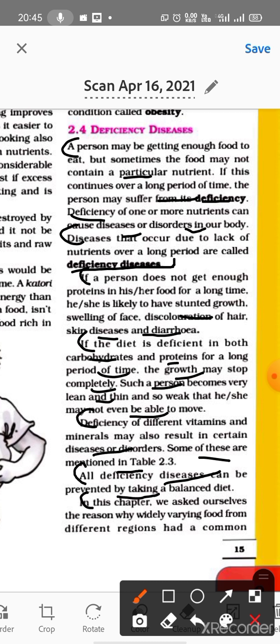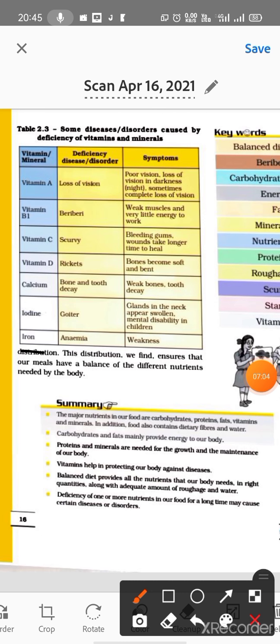In this chapter, we ask ourselves the reason why widely varying food from different regions had a common distribution. This distribution we find ensures that our meals have a balance of different nutrients needed by our body. So what we have learned, we should take balanced diet in our body. All the nutrients should be present in our plate. हम जो भी दिन भर खाते हैं, all the nutrients should be present in our diet. Otherwise, we'll suffer from deficiency diseases.